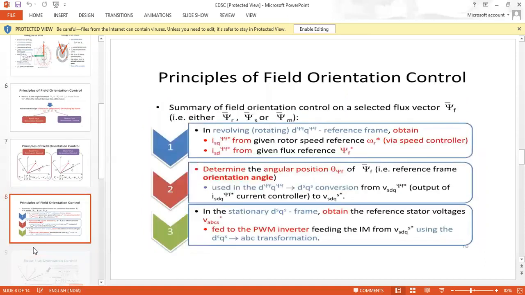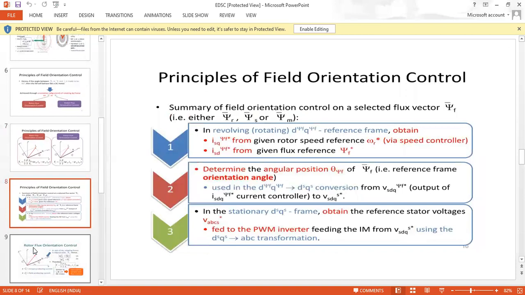The principles of field orientation control. Summary of the field orientation control on a selected flux vector phi f, that is either phi r, phi s, or phi m. In the revolving rotating d-q phi f frame, obtain ISQ from the given rotor speed reference omega R through the speed controller, and ISD from the flux reference phi F.